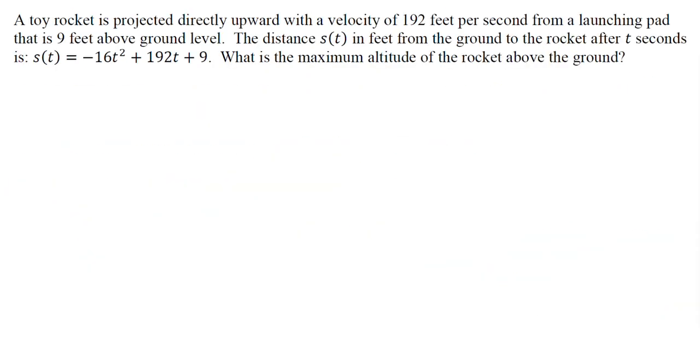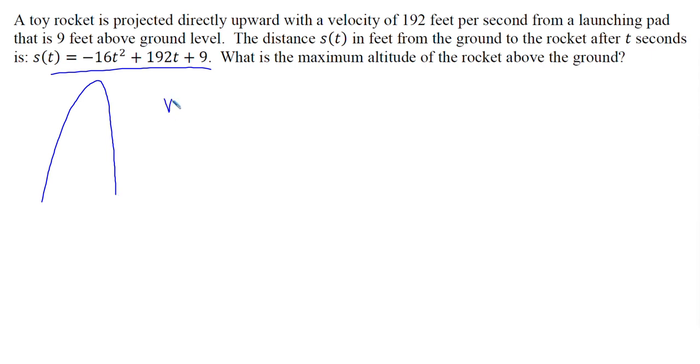All right, just a couple more here to go. We've got a toy rocket that is being projected upwards with a velocity of 192 feet per second. And the launch pad is 9 feet above the ground. So the position function here is going to be s of t is negative 16t squared plus 192t plus 9. Well, the maximum altitude that we're looking for would be when the rocket stops going up and starts going down. Right? And so in order to stop going up and start going down, its velocity would have to be equal to 0.